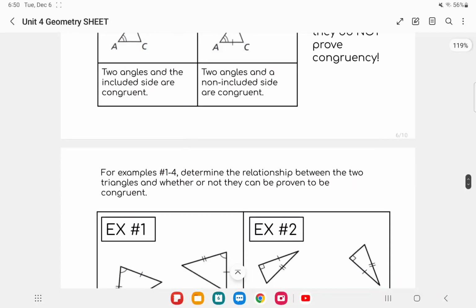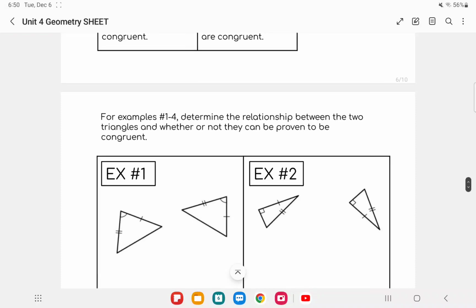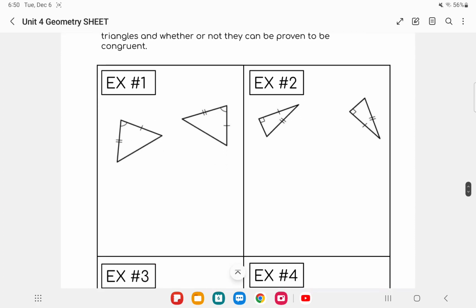All right, so let's look at examples 1 through 4. It says determine the relationship between the two triangles and whether or not they can be proven to be congruent. So let's look at example 1.